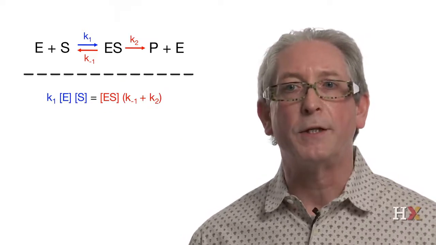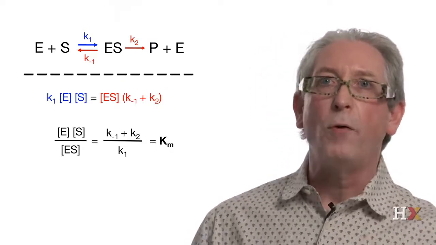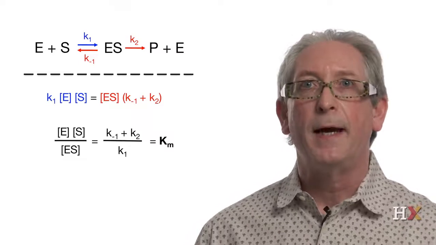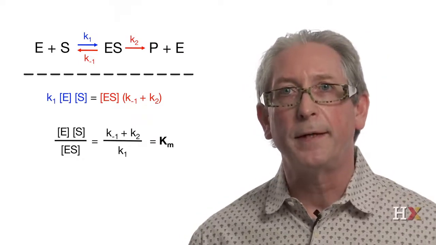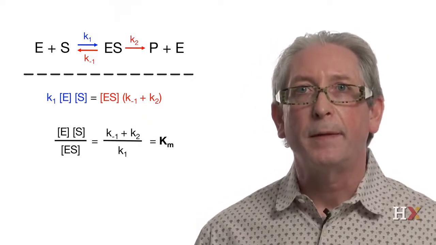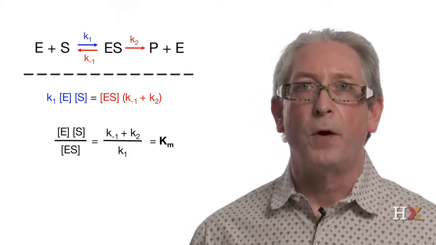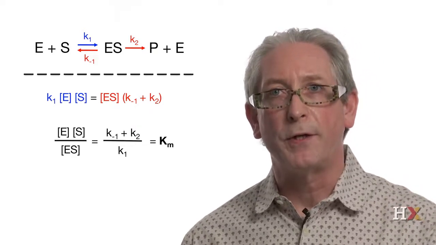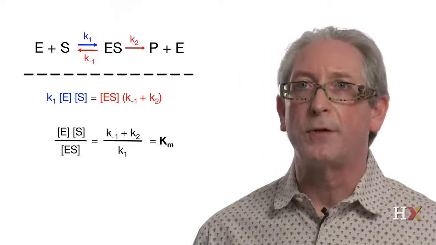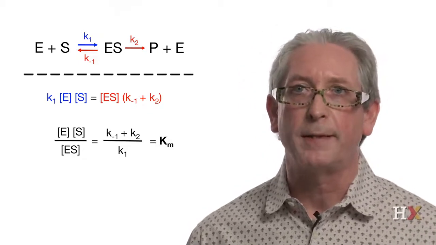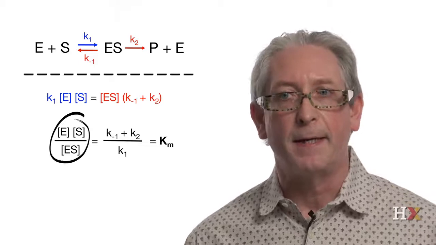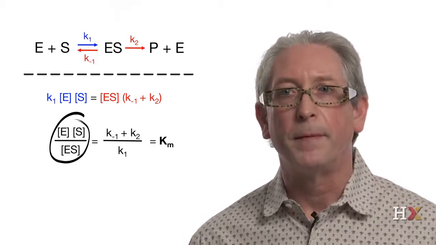If we rearrange this equation, putting all the concentrations on one side and all the rate constants on the other side, we get Km, which is equal to the concentration of E times the concentration of S divided by the concentration of the enzyme-substrate complex. That is the Michaelis and Menten constant.